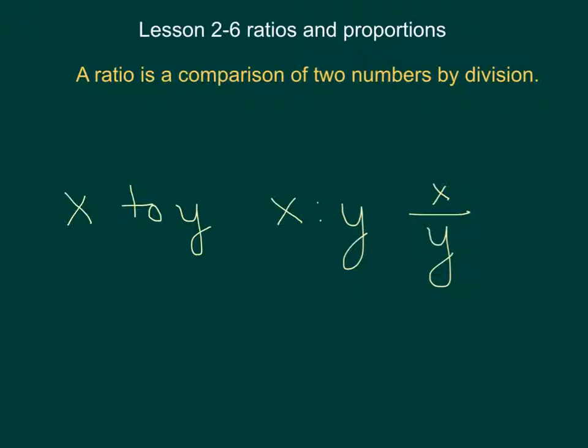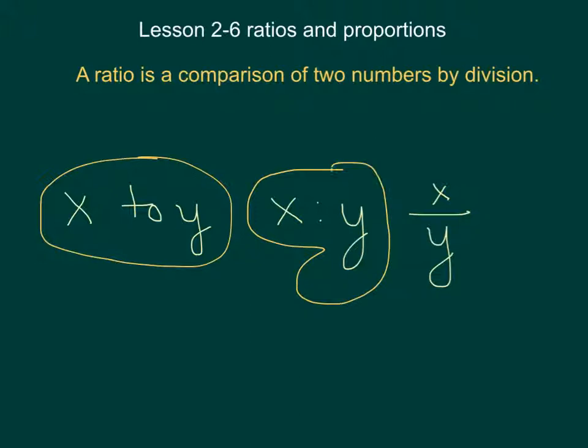So x to y, where you replace the numbers, maybe 3 to 2. Or you can have x:y, and we read this x to y, but it looks like this. Or you can have x over y, which can also be read as x to y, or x divided by y.